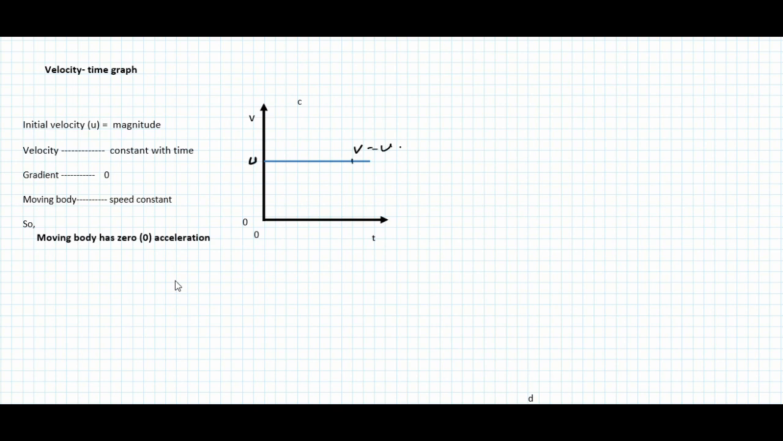In the velocity time graph C, we have a straight line. The body is starting from initial velocity u. Its velocity remains the same over time t. It means that the body is moving with constant velocity. So delta v is equal to 0. When delta v is equal to 0, acceleration is 0. From here we deduce that the moving body has 0 acceleration.